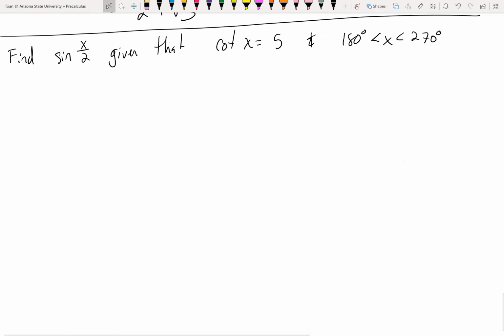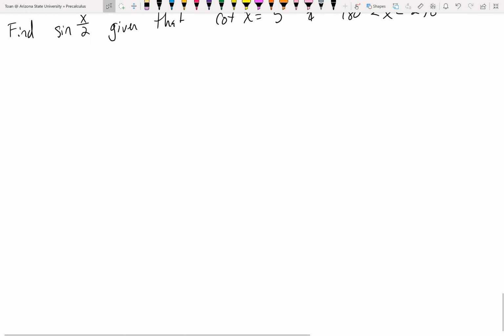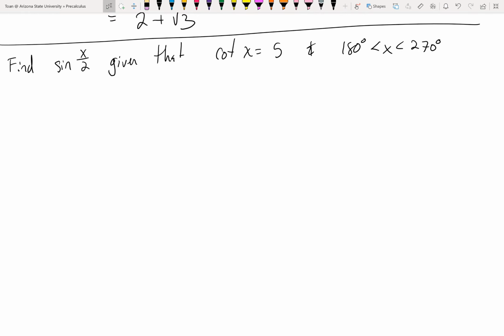So this question asks you to find sine of x over 2, given that cotangent of x is 5, and this inequality here. That basically says, 180 degrees to 270, your angle x is in the third quadrant. Well, it should be a pretty straight up question, right? It's asking us to find sine of x over 2. We have a half angle formula, so it's just an application of the half angle formula.